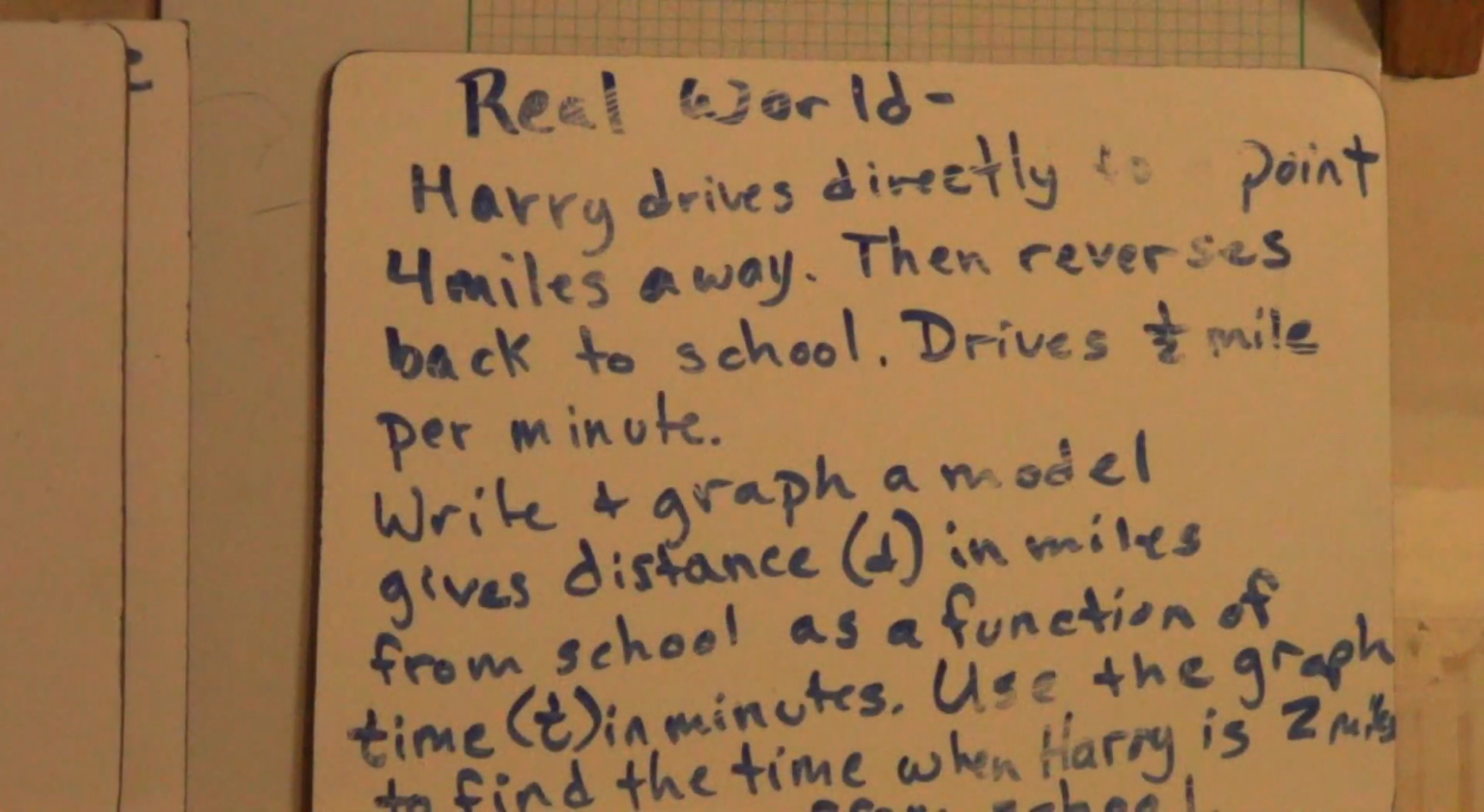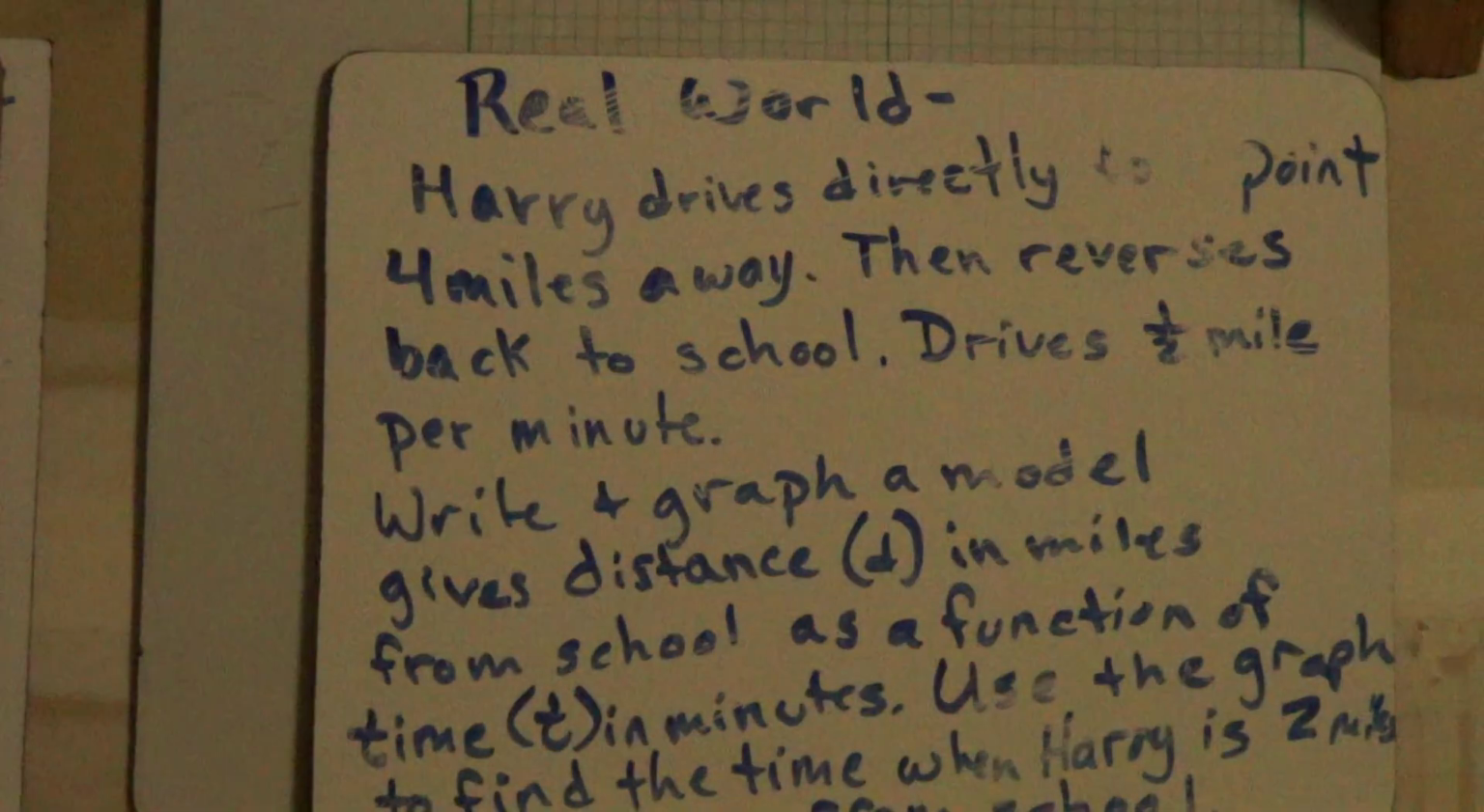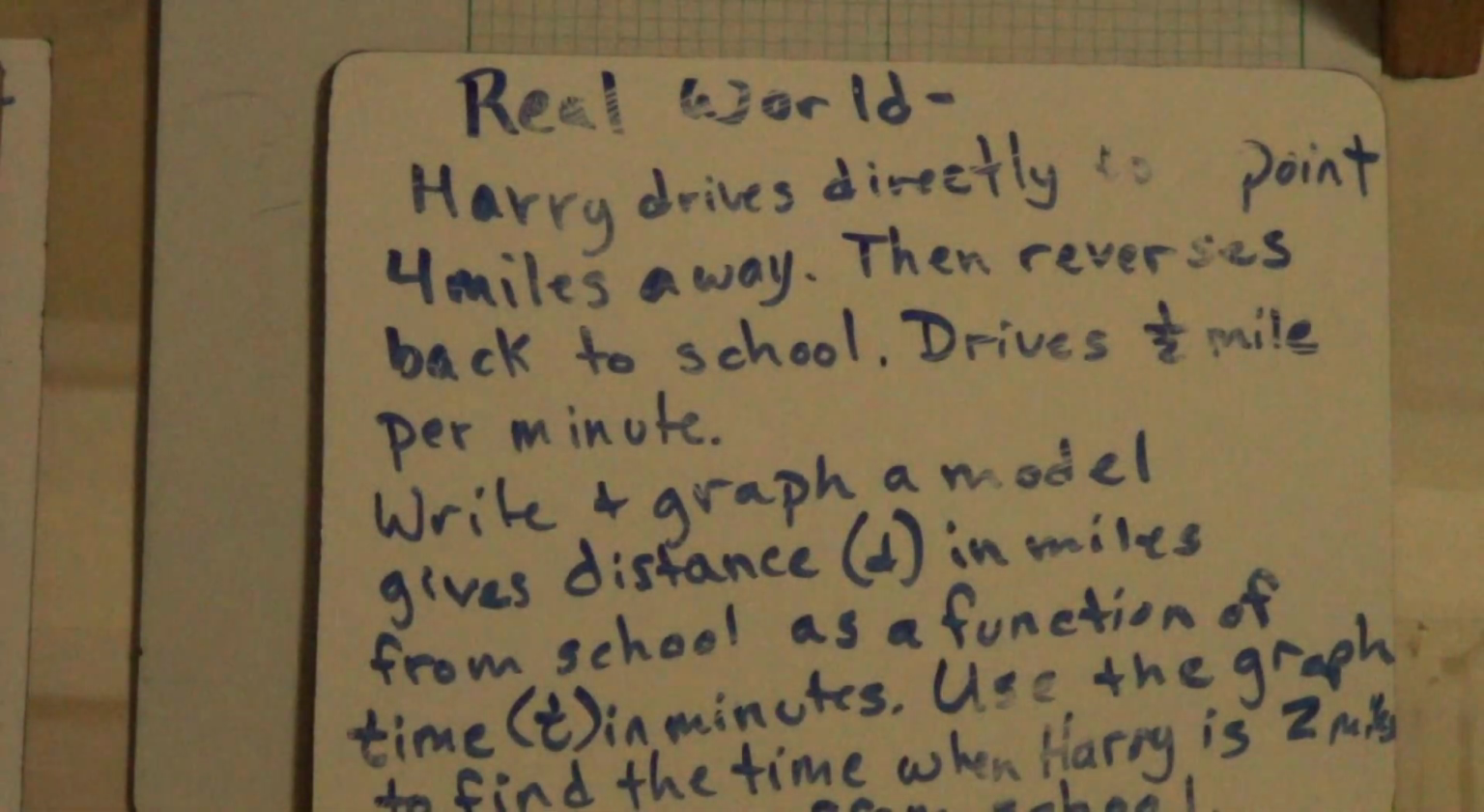So here's a real world problem we need to graph probably. Harry's going to drive directly to a point 4 miles away. Then he reverses back to school. He drives at a half mile per minute. Write and graph a model that gives the distance in miles from the school as a function of time in minutes. Use the graph to find the time when Harry is 2 miles from the school.